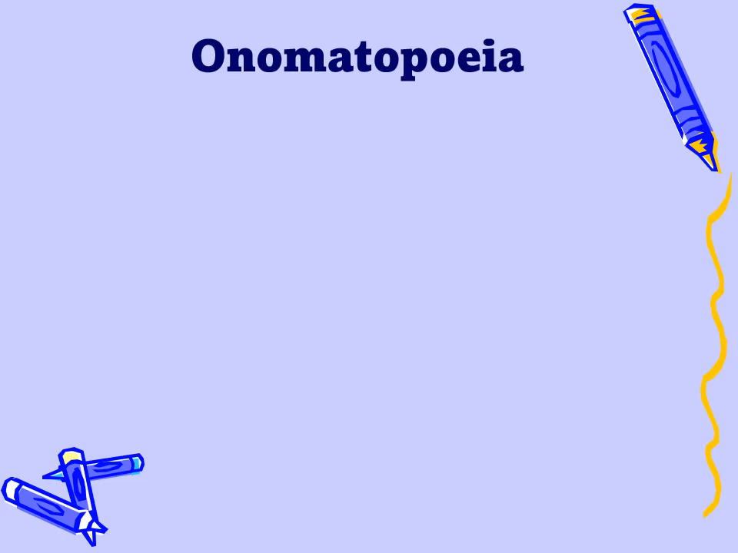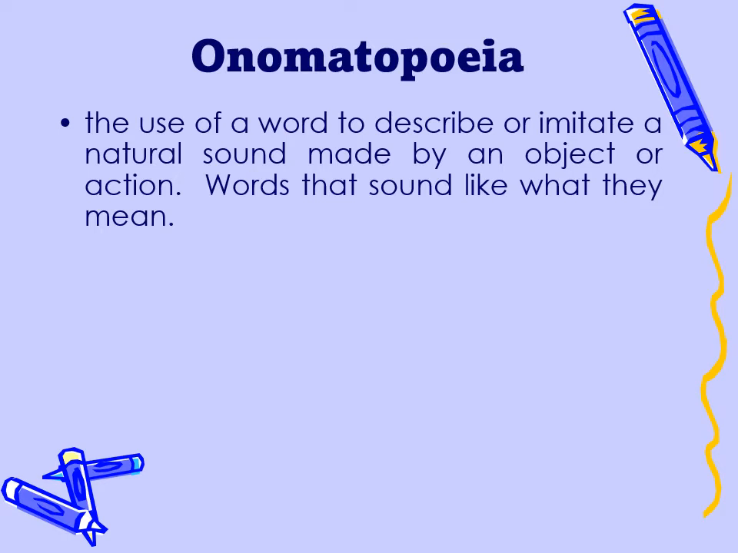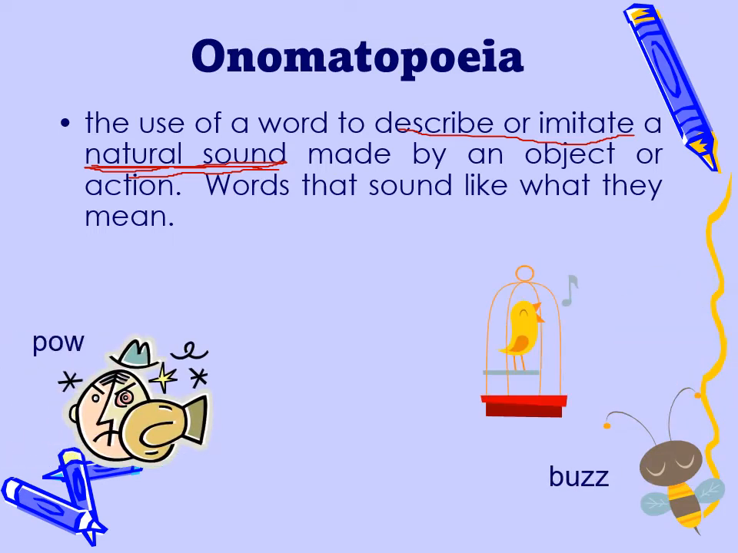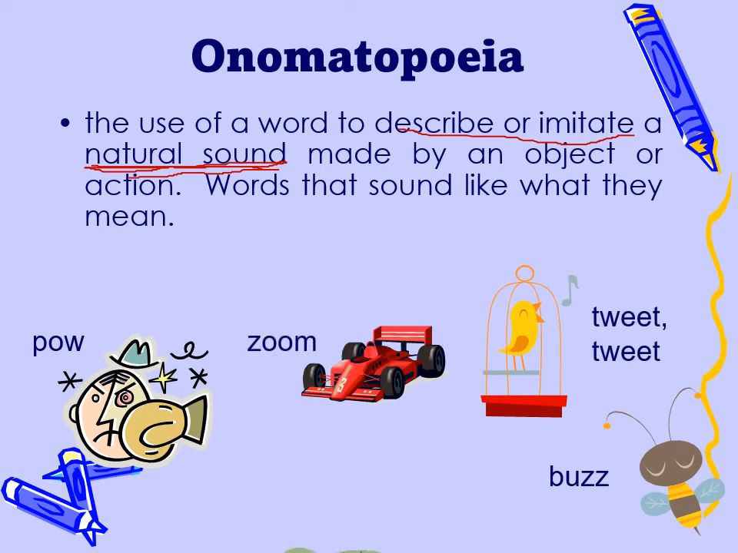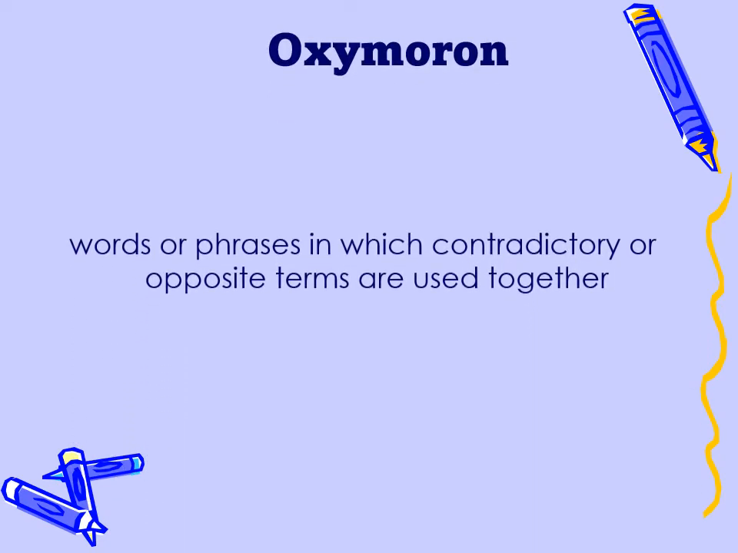Okay, and now we have onomatopoeia. Onomatopoeia is the use of a word to describe or imitate a natural sound. Just remember it imitates a sound made by an object or action, and the words sound like what they mean. For example, we have the word buzz for bee, pow, tweet, tweet, what else? Zoom, hiss. Okay. So those sounds are part of onomatopoeia.